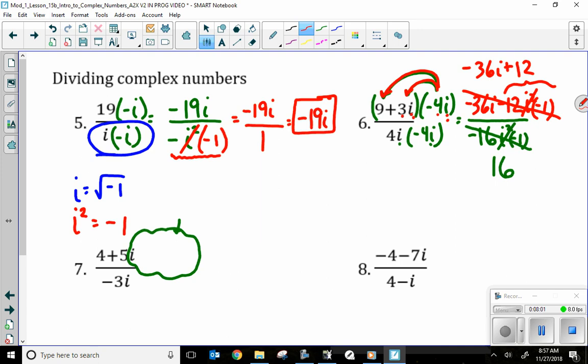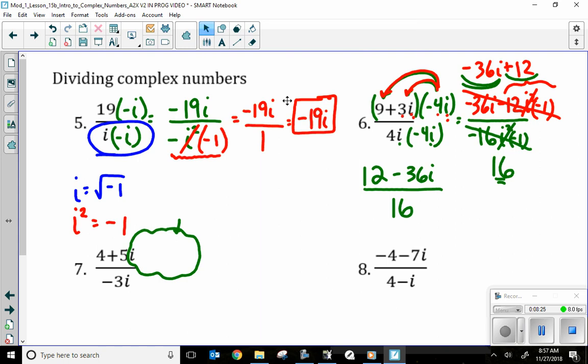Boom. So let me rewrite this nice and neat. All right? I have a fraction here. On the top, I'm going to write this in a plus bi form, meaning I'm going to write my number without the I first. I have a positive 12 minus 36i all over 16. Now, I can actually reduce this. There is a number that goes into all 3 of those terms. Common factor between 12, 16, and 36 is 4.